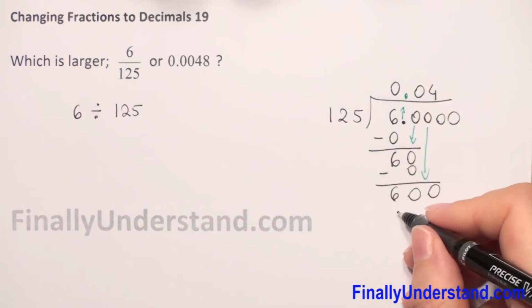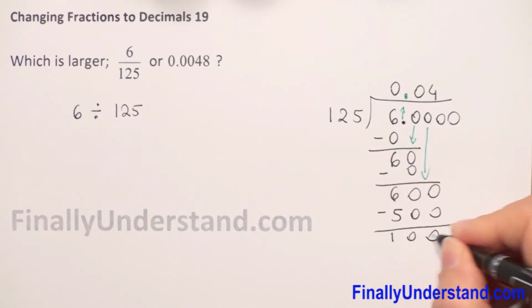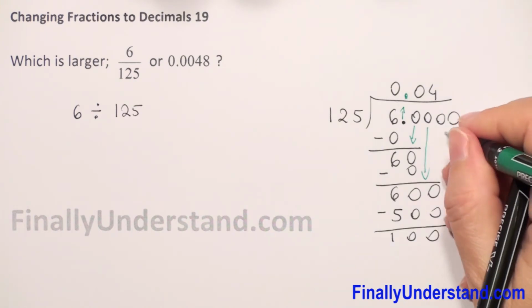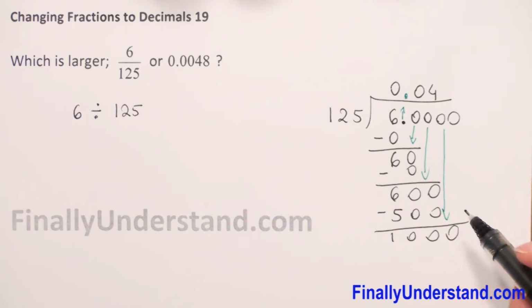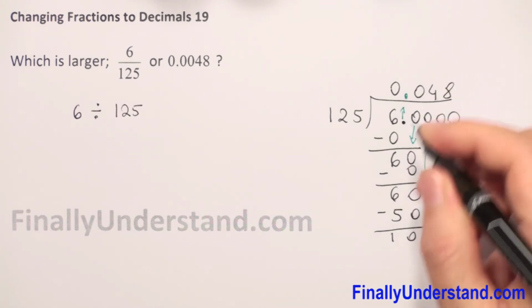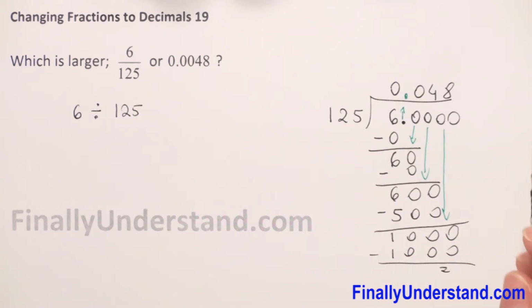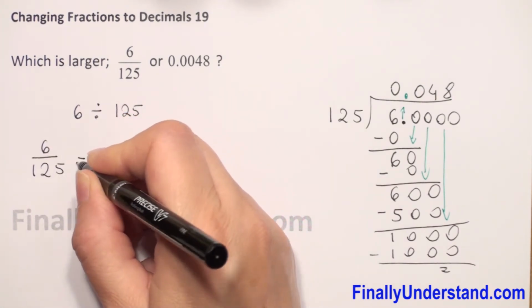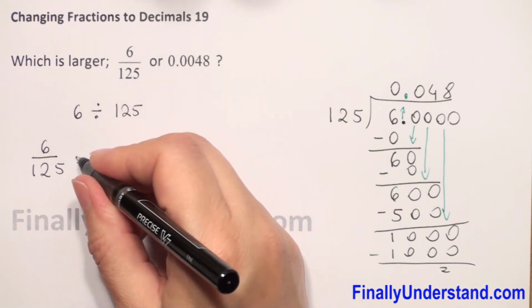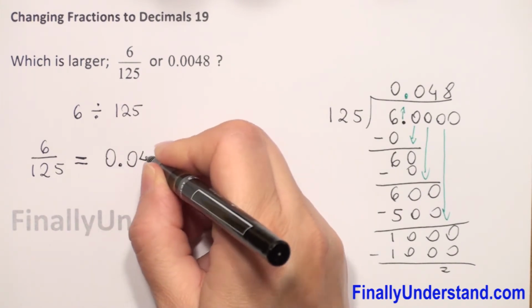4 times 125 will be 500. Subtraction, so it will be 100. We will take down the next 0. And we have 1000 divided by 125. This is 8. 8 times 125 is 1000. We finish long division. So we can rewrite that 6 over 125 is equal, because we finished long division, so we write the equal symbol, 0 decimal point 048.